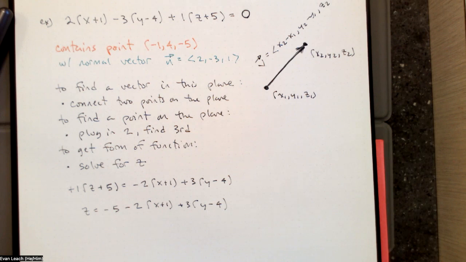So we can see Z starting at -5 when X is -1 and Y is +4. And we can see Z decreases by 2 when X increases by 1, and Z increases by 3 when Y increases by 1. We can see the slope in the X direction and the slope in the Y direction.